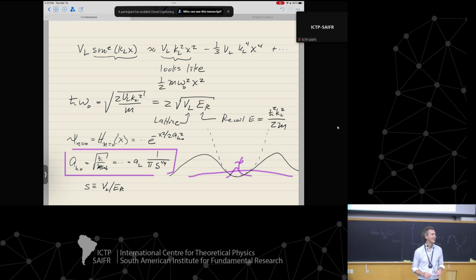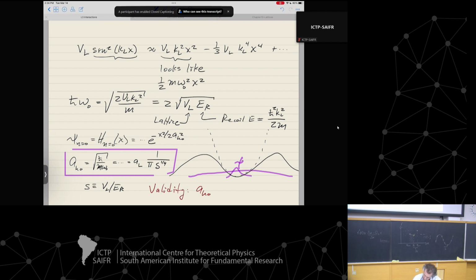Did you have a question? Oh, sorry. Yeah. So the validity, or the self-consistency, is that the harmonic oscillator length has to be much less than the lattice spacing. So this is the lattice spacing, and this is the harmonic oscillator. And if I just look at this equation, it means that s to the 1/4 has to be much greater than 1. So this means that lattices need to be deep. Does that make sense?